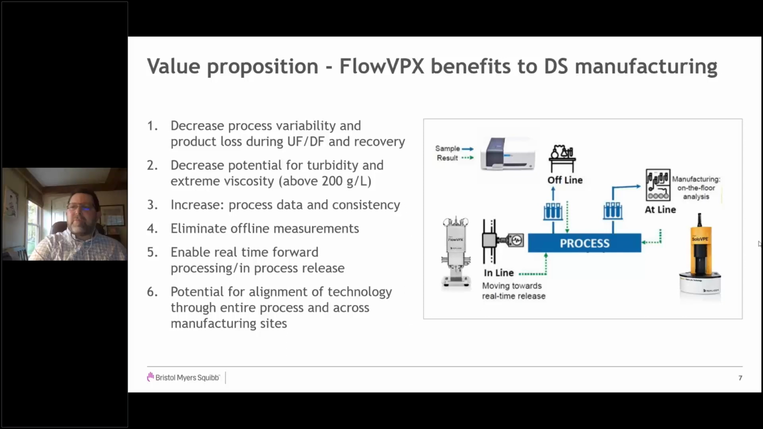So the reason you don't want to excessively concentrate, and it's good to know the exact concentration, is that when you exceed 200 grams per liter, which is possible with a mass-based system where you're not directly measuring it, there's a potential for turbidity and extreme viscosity. Viscosity increases in a non-linear fashion, and it becomes literally almost like honey. So the difference, say, between 230 and 240 grams per liter is quite significant. Therefore, it's best if you can keep your controls very tight during a process such as this.